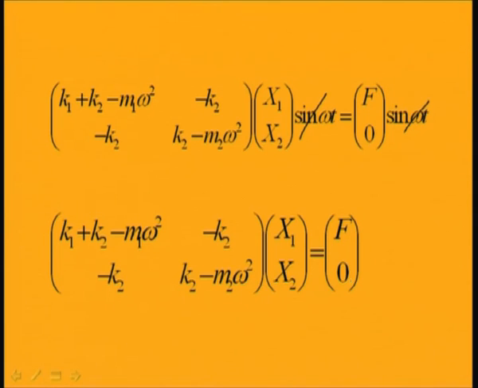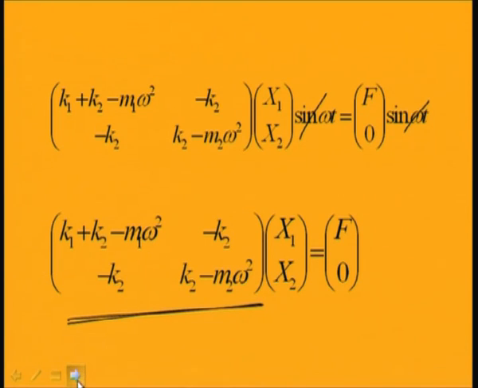Previously I used this inverse method to find x1 x2. Now, I may use Cramer's rule to find this x1 x2. So, while finding x1 using Cramer's rule, you can replace the first column by f0, and when you are finding x2, replace the second column by f0.